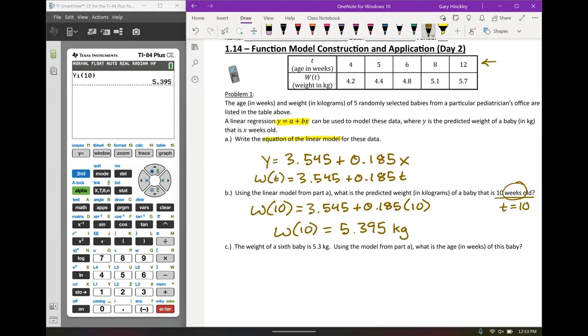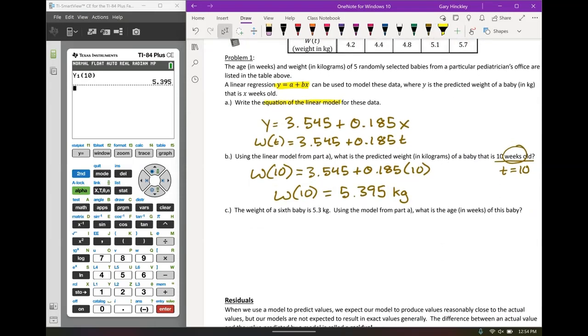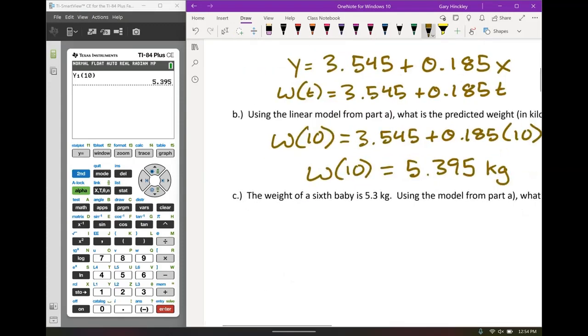So let's go ahead and look at problem C. Problem C says the weight of a 6th baby is 5.3 kilograms. Use the model from part A. What is the age in weeks of this baby? So what are we given? We are given the weight. So can I plug 5.3 in? No, because it is not time, that is a weight.